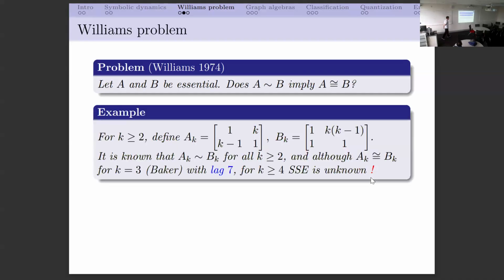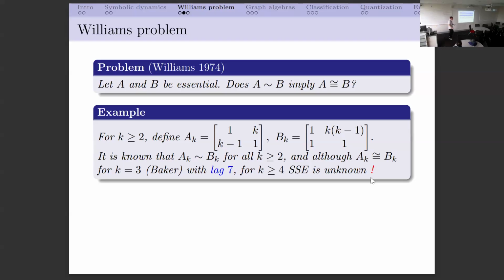Here's a nice example. Consider the following pairs of adjacency matrices. Here's A_k and B_k. And it is known that A_k and B_k are shift equivalent for any k greater than or equal to 2. And it's known that A_k and B_k are strong shift equivalent for k equals 3. For k equals 2, it's automatic. But for k equals 3, it takes lag 7, meaning I have to take 7 such pairs of matrices to get from A_3 to B_3. For k greater than or equal to 4, it's not known if they are strong shift equivalent.